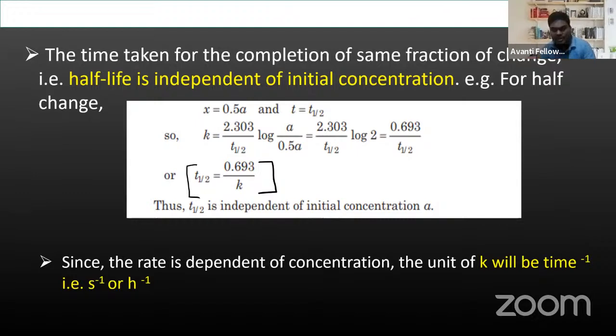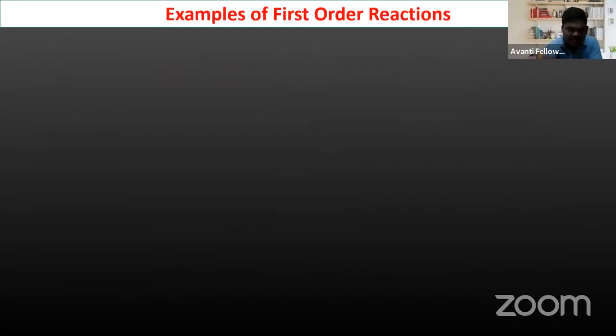Since the rate is dependent on the concentration, the unit of the rate constant will be time inverse only for the first order, or we say second inverse, or hour inverse.